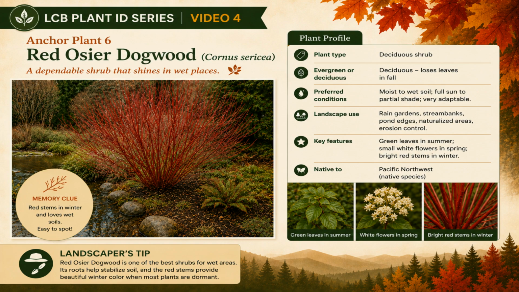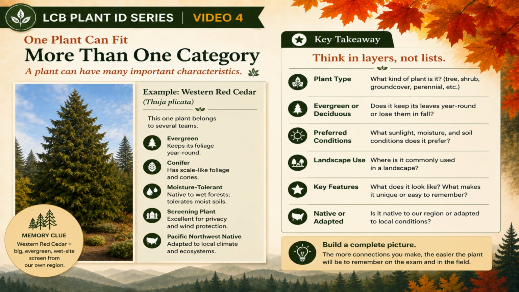It may be used near drainage areas, ponds, rain gardens, or other moist sites. Your memory clue is, red osier dogwood equals wet soil and red winter stems. This plant demonstrates that a plant can still provide landscape value even after it loses its leaves. As you study, remember that a plant does not belong in only one category.